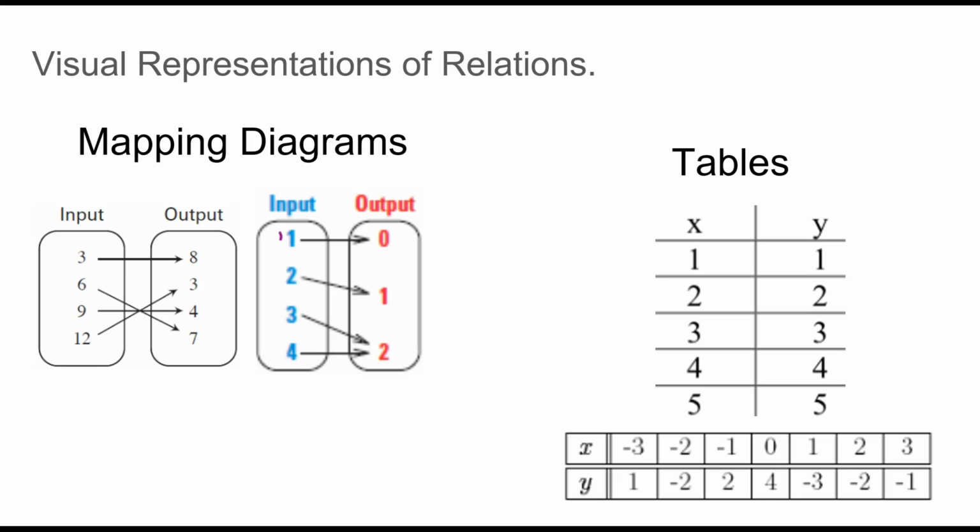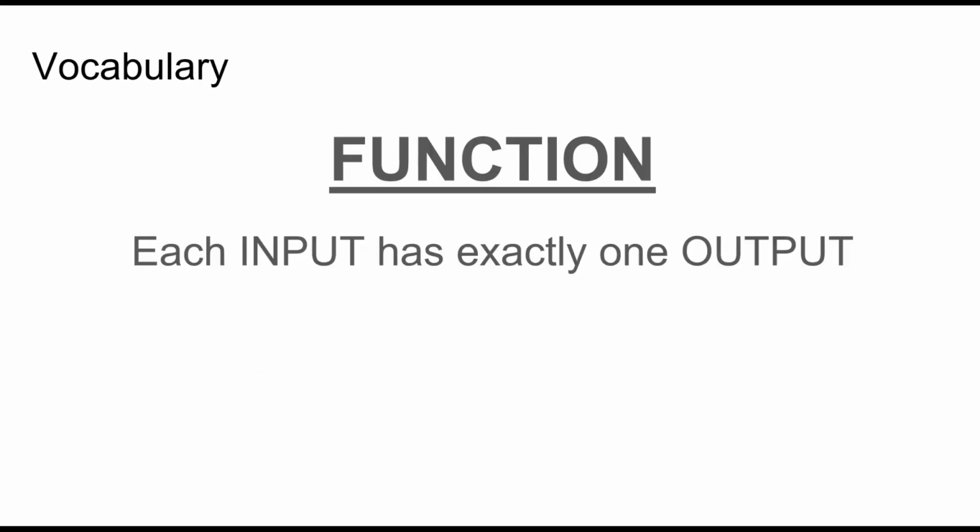We'll start with visual representations of relations. So items that are not necessarily functions, we use the word relation. So we've got mapping diagrams and we've got tables. So what makes something a function? To be a function, each input has exactly one output. Each input has exactly one output.